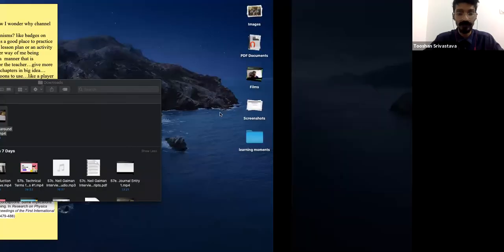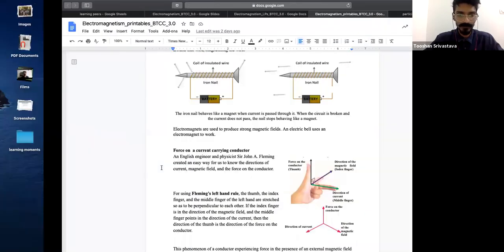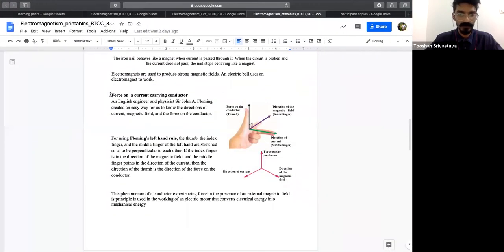Okay, so now I'm going to ask you to read something, and then there are 2 questions waiting for each of you to answer. I'm going to share my screen to show you what it is that we're going to read. So in your printable, there are these last 2 paragraphs called Force on a Current Carrying Conductor and Fleming's Left Hand Rule.